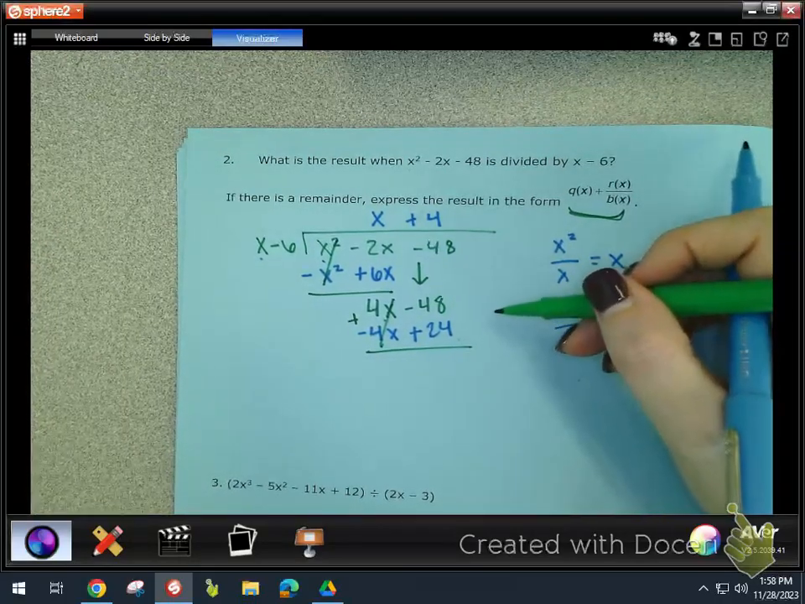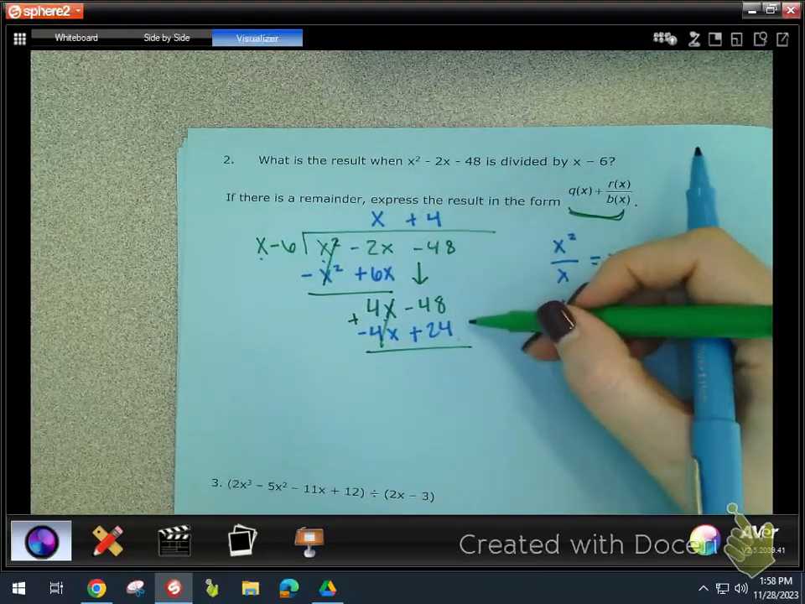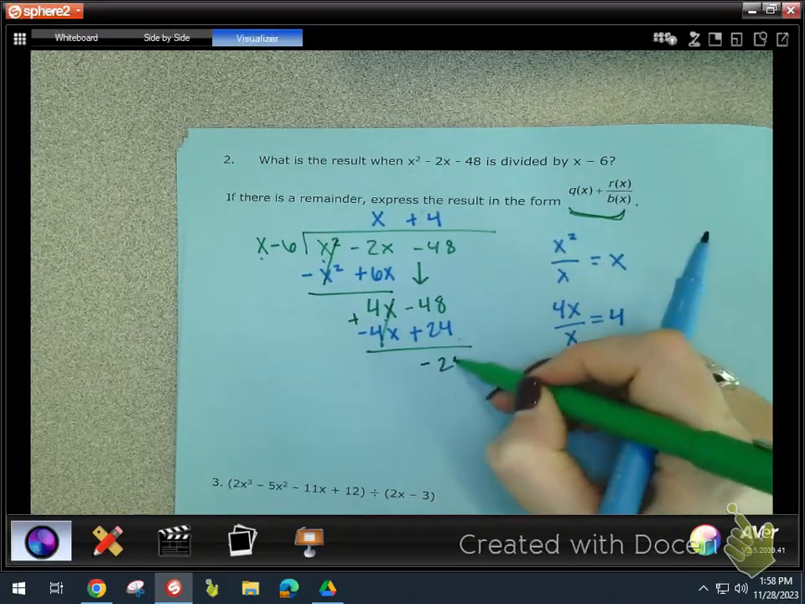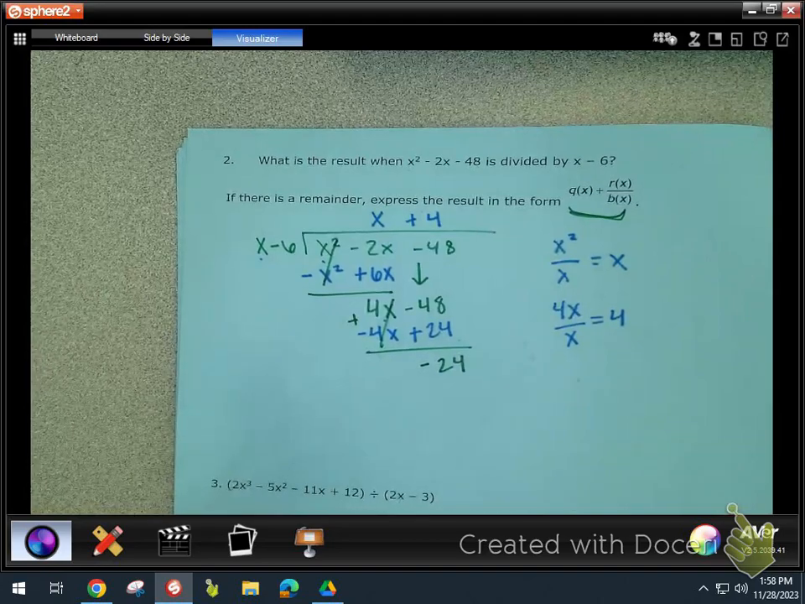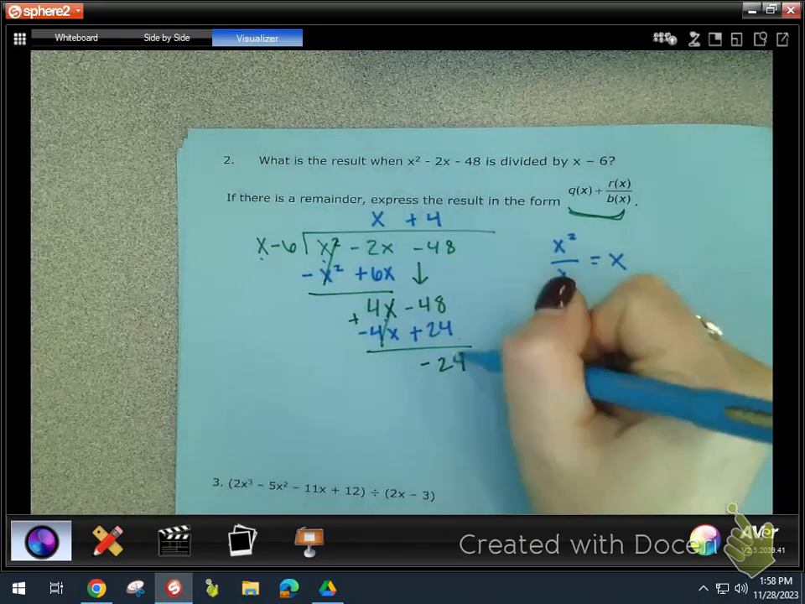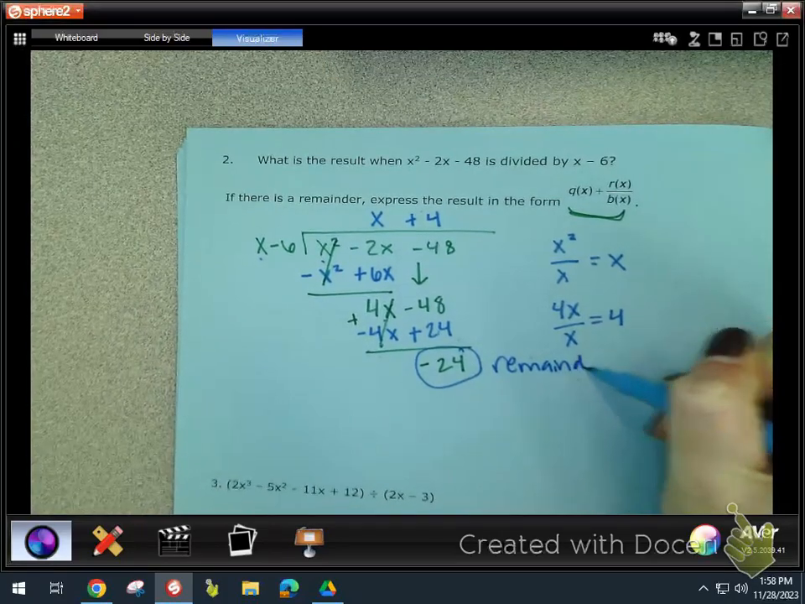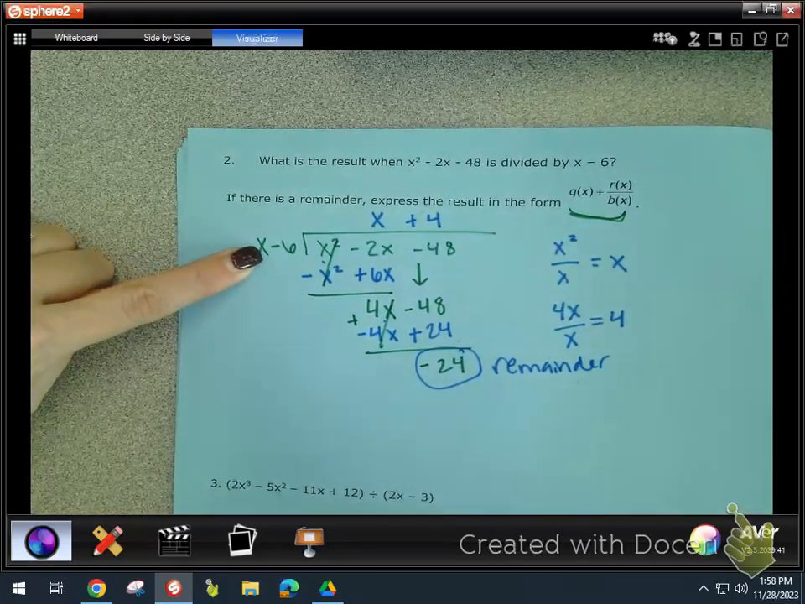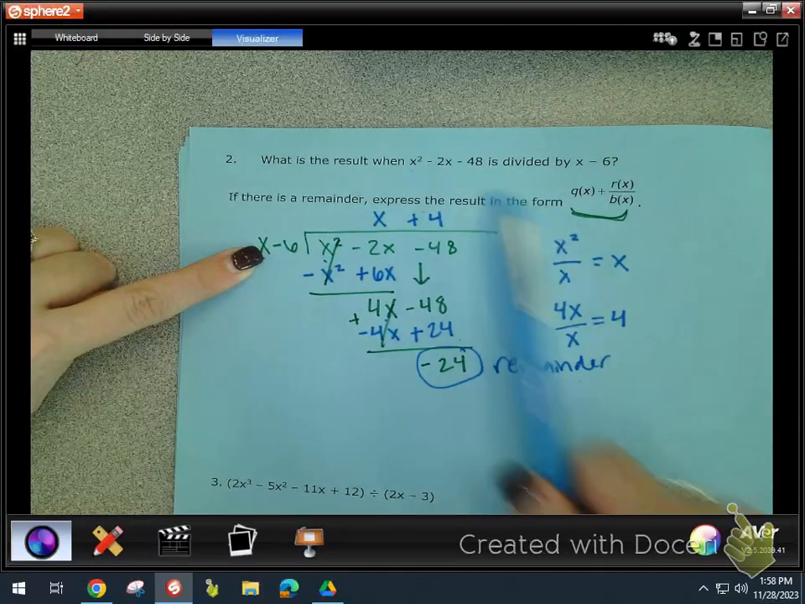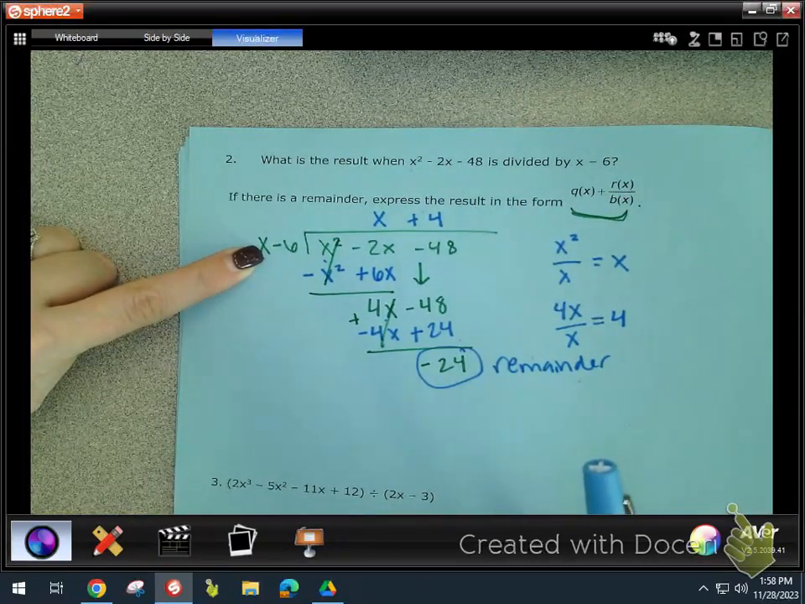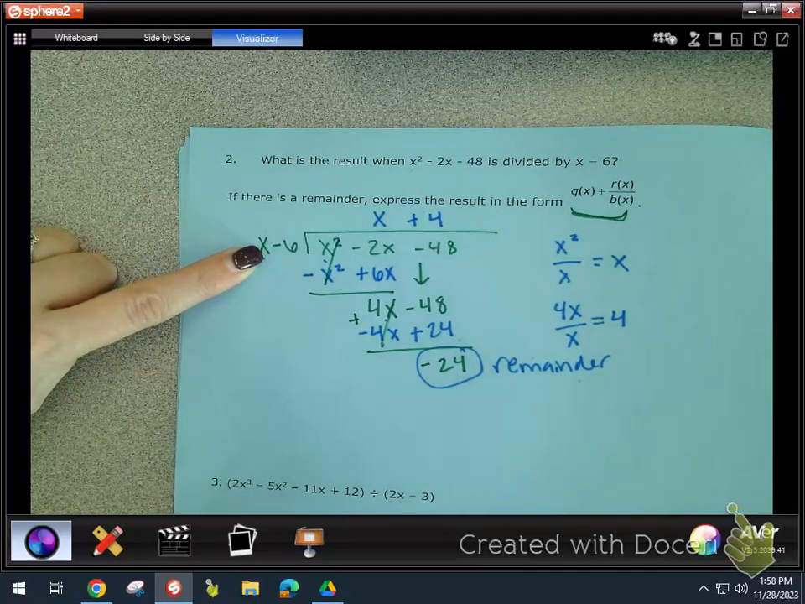Okay, so what happens here? Negative 48 plus 24 is what? Negative 24. And there's no more numbers to bring down, so I'm done. So you have a remainder here, and we're going to talk about that. If the remainder is negative 24, then is x minus 6 a factor of x squared minus 2x minus 48? No, because the remainder is not 0. That's something you're going to learn next class. Now you already know it.